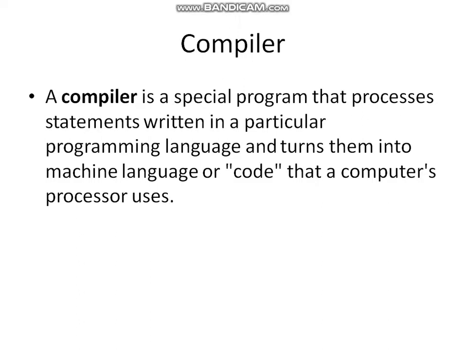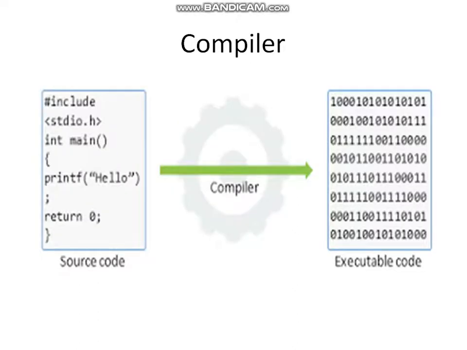First we come to the compiler. A compiler is a special program that processes statements written in a particular programming language and turns them into machine language code that a computer processor uses. The main difference between a compiler and an interpreter is that the compiler reads the whole high level language program and then converts it into a low level language program, whereas the interpreter does the same thing, but it does it statement by statement, line by line.